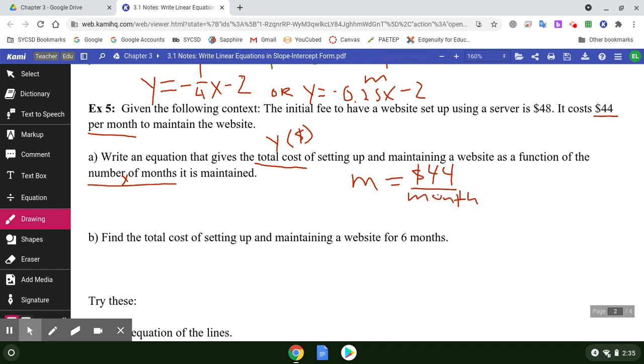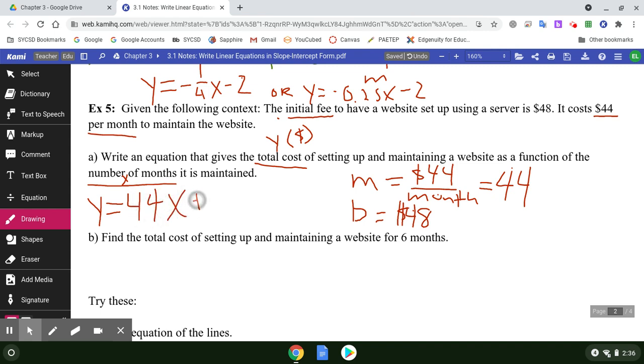So in this case, our rate of change is $44 per month. Notice that corresponds to the units. Y is dollars and X is months. So change in the Y value compared to the change in the X value. If I want to write this as a naked number, I would just say equals 44. And then my starting point, which is the initial fee, is $48. Notice the units of the starting point are the same units as the y values or the outputs because this is the y-intercept. So our equation would be y equals 44x plus 48.